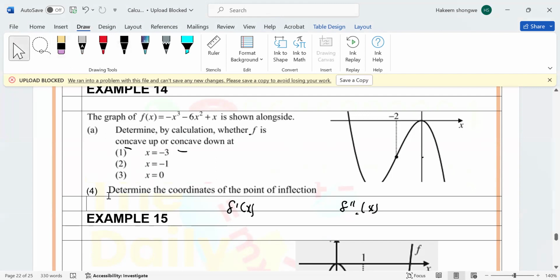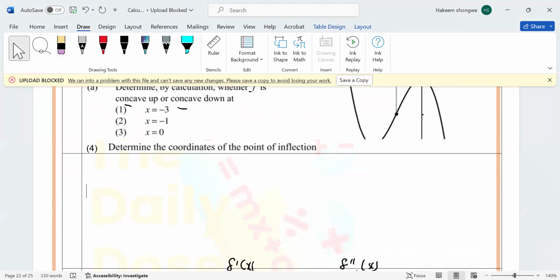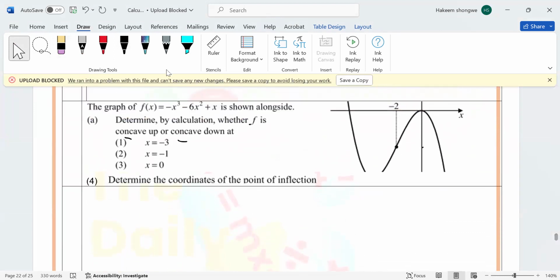Let's suppose the learner has something like this. We take the same function and derive it for the first time. Number 8, they say by calculations we should show whether this is concave up or concave down. So if you want to show it using calculation, you find f prime of x. This one multiplied by this one gives us minus 3x squared. This one multiplied by this one gives us minus 12x. This one gives us plus 1.